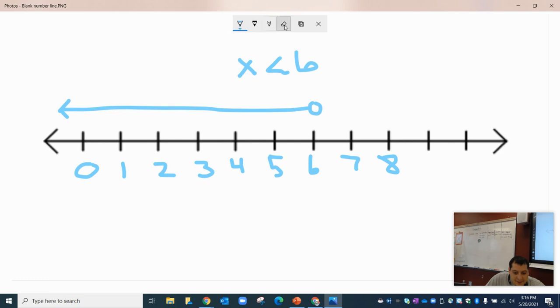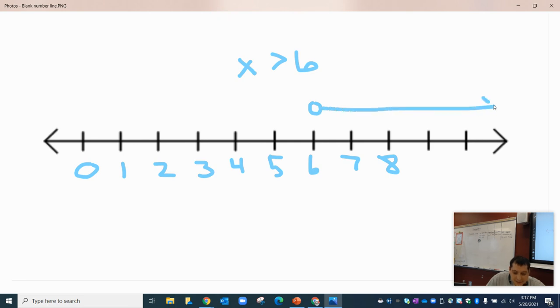If you have more than 6, all it does is change this sign to greater than 6, and it changes this arrow to be on the other side, but still doesn't include 6. If you have more than 6, you have 7, 8, 9, or 10, or 11. It could keep going, but more than 6, but not 6. Less than 6, but not 6.